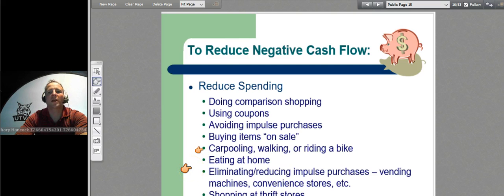Carpool or walk, ride a bike, okay? Eat at home instead of eating out. Eliminate and reduce impulse purchases. Vending machines, convenience stores, I talked about. Shop at thrift stores, wear hand-me-down clothes, use frequent shopper cards, okay? All those things can help reduce cost.